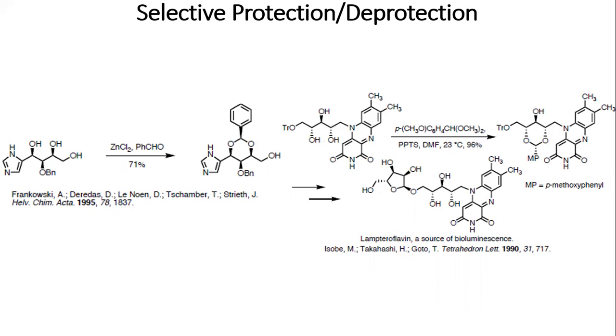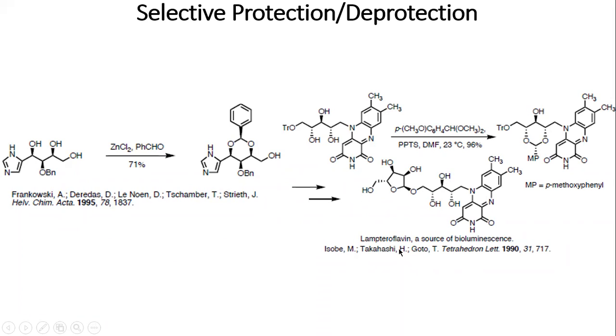So here again, this is another example of a selective protection. You have this triol, and again, you have a 1,2 motif and a 1,3 motif. With zinc chloride and benzaldehyde, you're able to protect the 1,3 diol over the 1,2 diol and leave this free, right? And part of this was done by Frakowski, and over here you can see that this fragment is a part of a larger molecule.